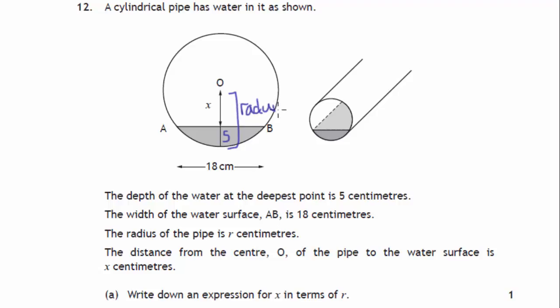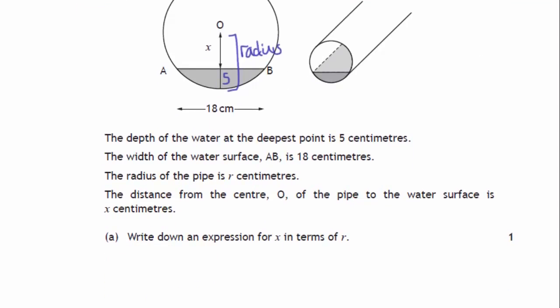Now the first thing they're asking is to write down an expression for x in terms of r. Okay, so what we've got here is that's the radius. If you take away 5, that gives you x, and that's what the expression is. So x equals the radius minus 5. If you think about it, that distance is x, and if you add 5 to it, that gives you the overall size of the radius.